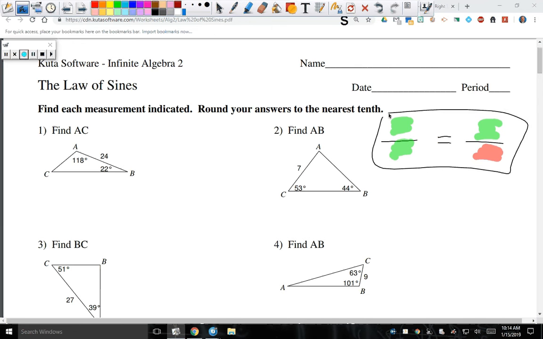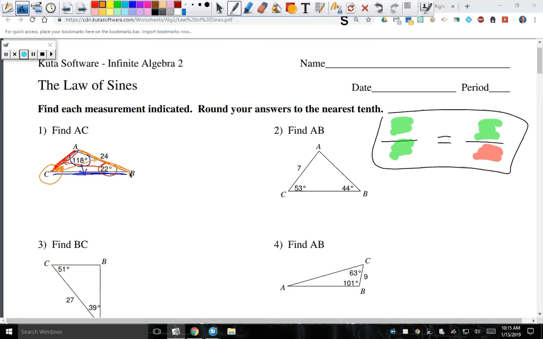So here we go. We always want to put our body where the angle is, and we want to shine the light on the opposite side. So if I'm shining the light over here on CB, let's look at 22. I'm going to shine the light on the opposite side, known as AC, almost like a flashlight or a laser pointer. And the last one is, whatever this angle C is, we're going to shine the light on 24.